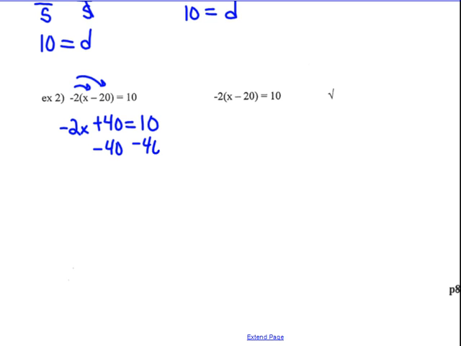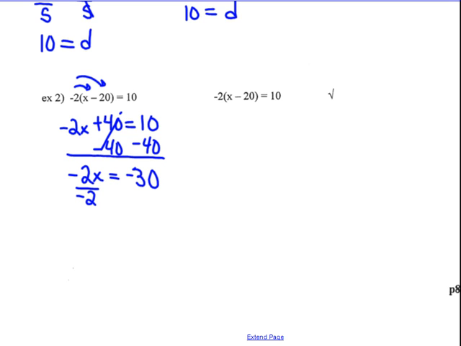Subtract 40 from both sides, and I get negative 2x equals 10 take away 40. Different sign, subtract. 40 take away 10 would be 30. Take the sign of the larger absolute value, negative 30. 10 take away 40 is negative 30.